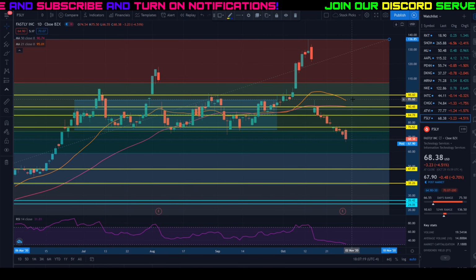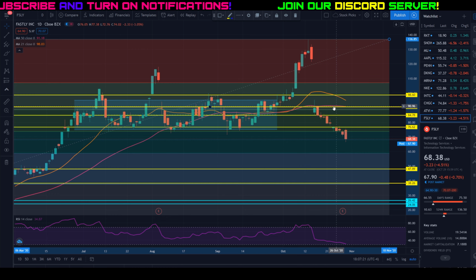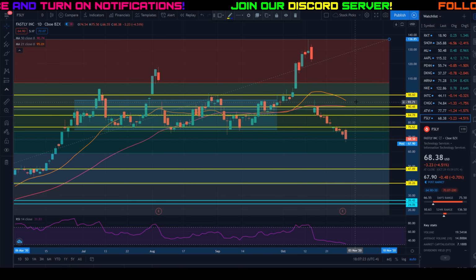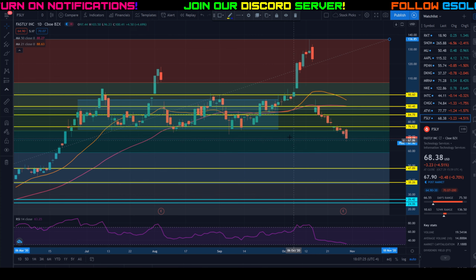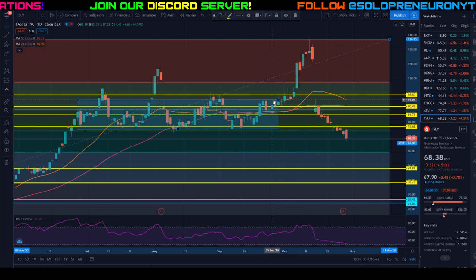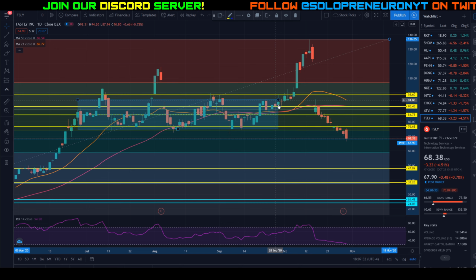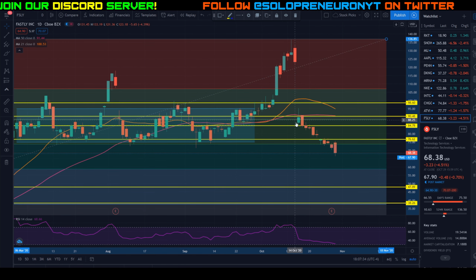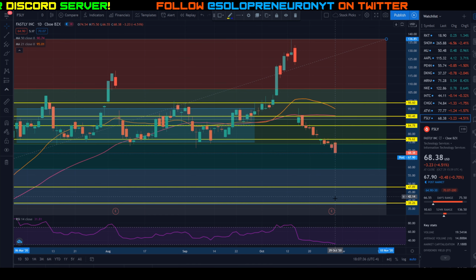The orange line represents the 21-day moving average. The pink line represents the 50-day moving average. And we have these areas of support that I drew before. Again, it looks like we broke out of this parallel channel that was between about $75 and about $99, and we've been on a downward trend ever since this sell-off.